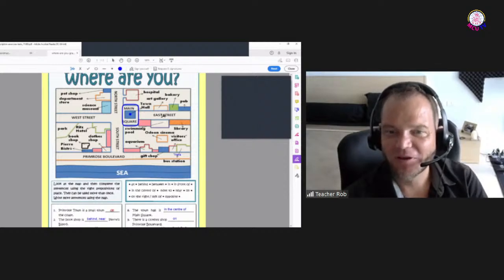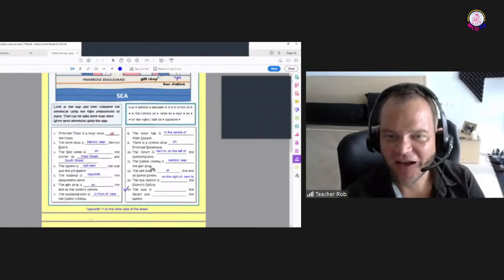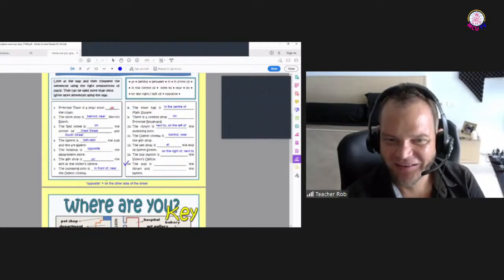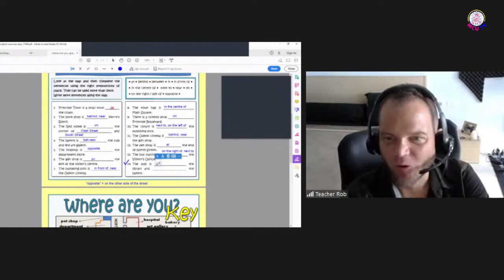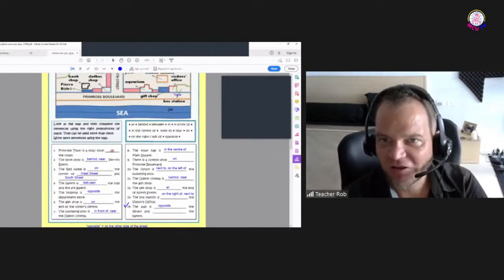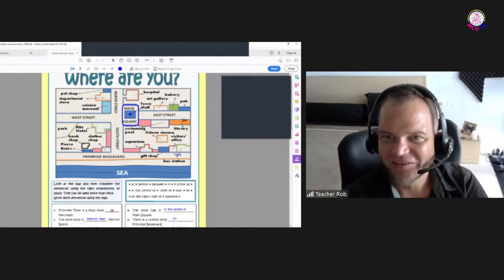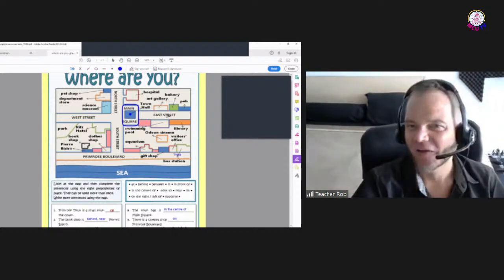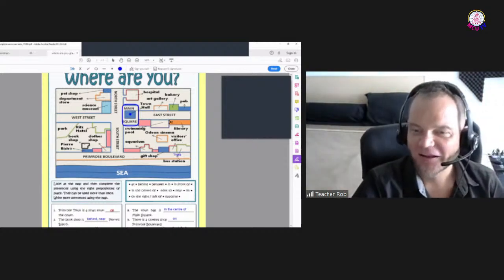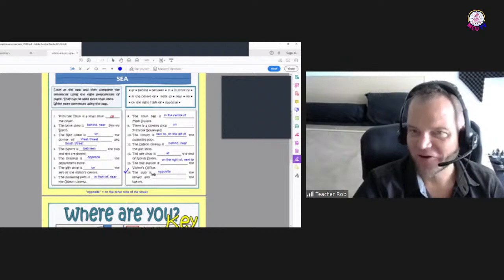Now, remember that thing about being on the other side of the street. So the pub is opposite the library. Exactly. Yep. So it's on the other side of East Street, right? The pub is the blue, the library is the orange. So we have opposite the library. Very good. Yep. On the other side of East Street. And it says blank the bakery.